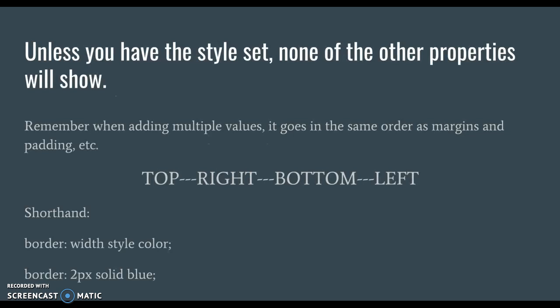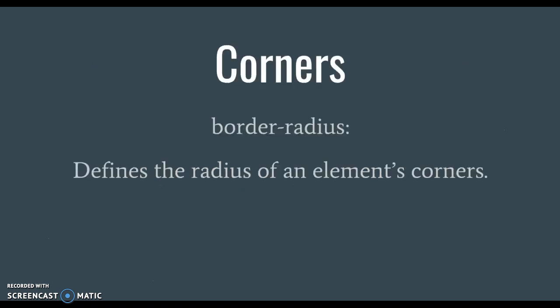Some things to remember: unless you have the style set, none of the other properties will show. So the width and the color won't do anything until you have a style set. And remember, when adding multiple values, it always goes in that same order: top, right, bottom, and left. There's a shorthand for border. You just simply enter border, width, style, and color. For example, border: 2px solid blue.